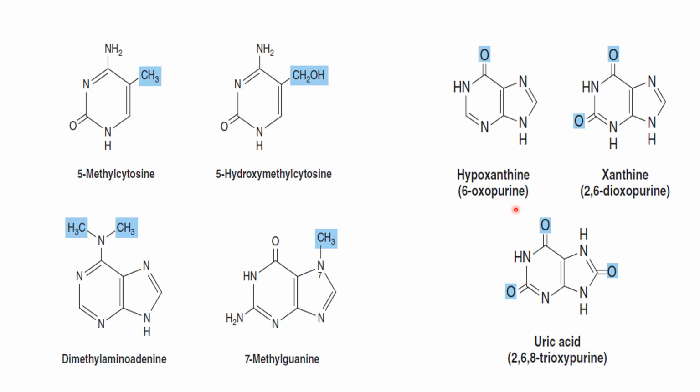Hypoxanthine is the 6-oxopurine. The nitrogenous base is purine, and at the 6 position, if we number this, 1, 2, 3, 4, 5, 6, 7, 8, and 9.